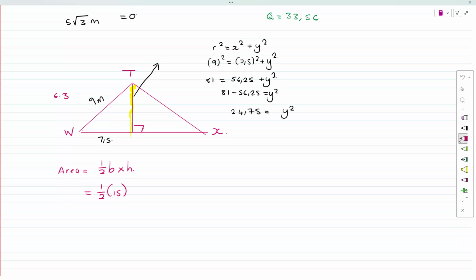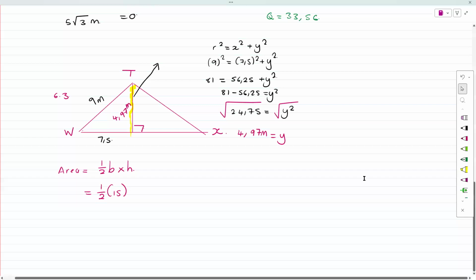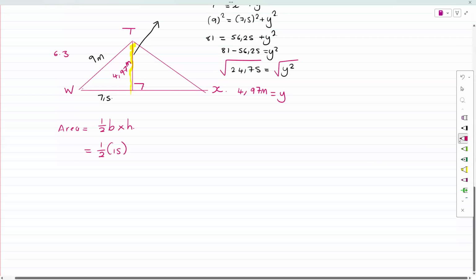And there, y equals, if I'm not mistaken, let's double check, right? We will double check: 4.97 meters. Now, I normally leave things in surds because it causes a problem if we round off wrong. But for you guys, just to make it simple to understand, we'll leave it like this.